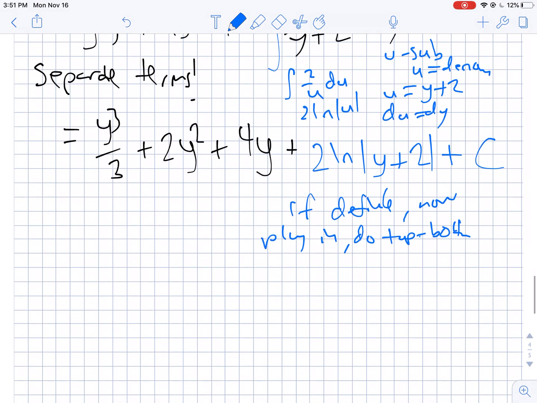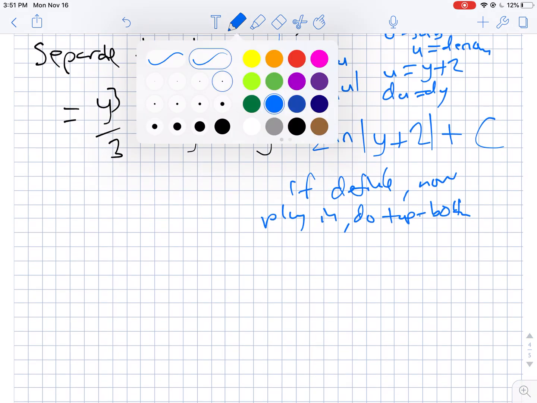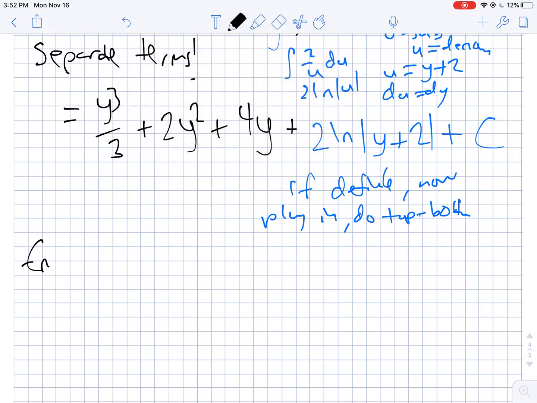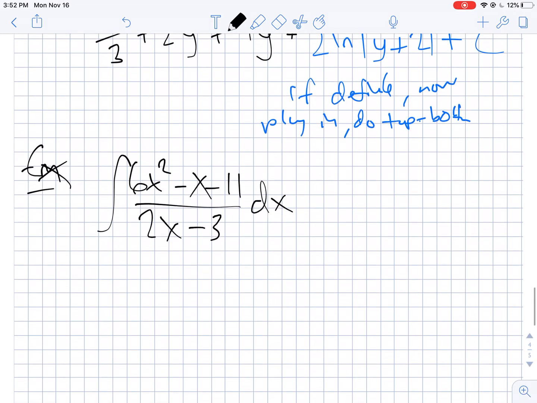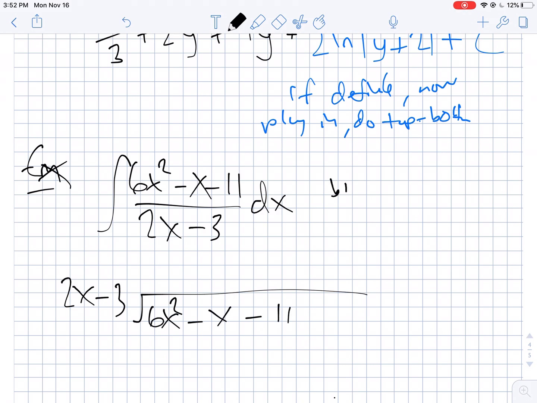Okay, so let me look at one more example where the u sub is just slightly more complicated. Suppose someone asks you to integrate 6x squared minus x minus 11 over 2x minus 3. Okay, so let's do 2x minus 3 divided by 6x squared minus x minus 11. Again, you see the bigger power on top, so that's your indication that long division is a strategy you want.